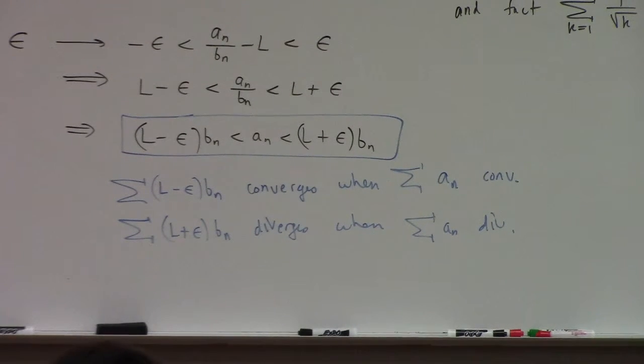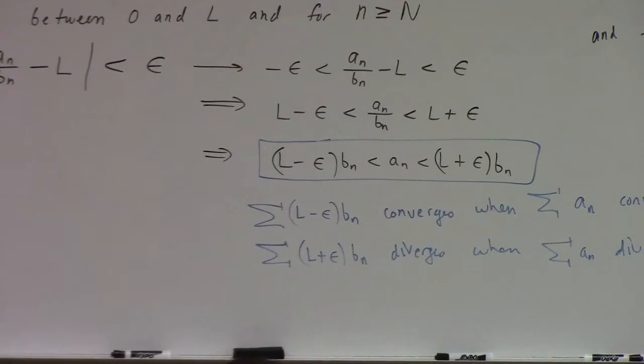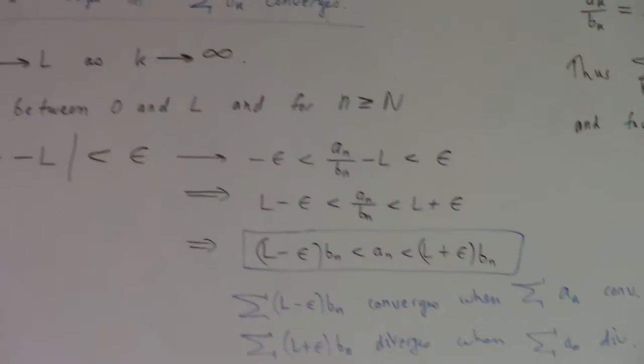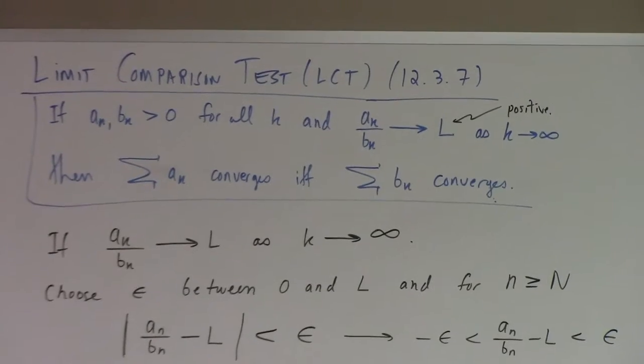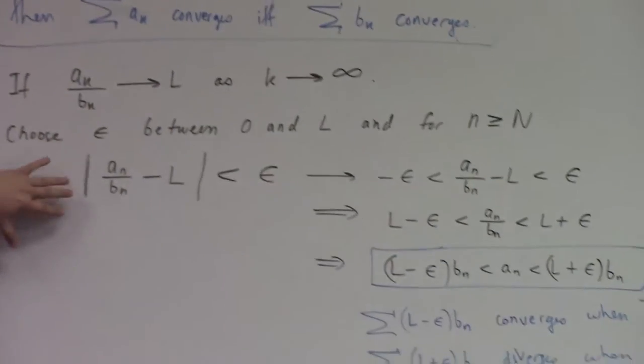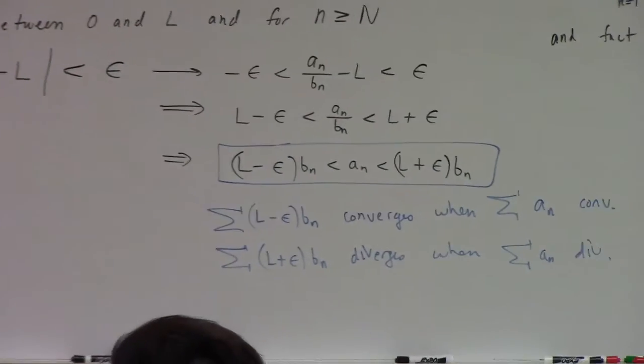So the limit comparison test is a pretty quick consequence of the basic comparison test if you just write out the inequality that you get from that limit, like this.